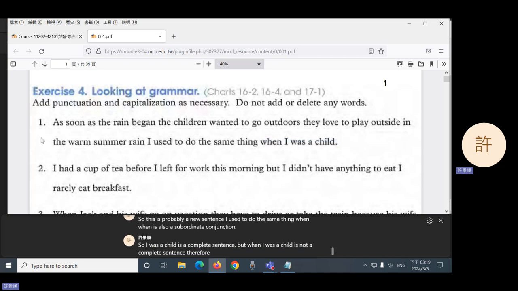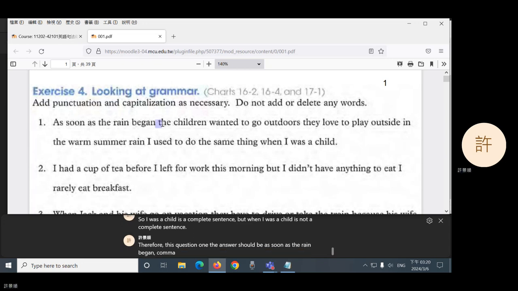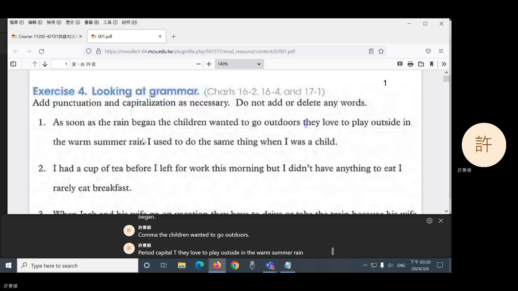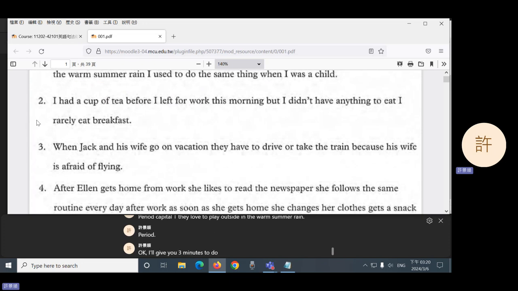Therefore, this question one, the answer should be: As soon as the rain began, comma, the children wanted to go outdoors, period, capital T. They loved to play outside in the warm summer rain, period. Okay, I'll give you 3 minutes to do questions 2 through 6, and then we'll compare answers.